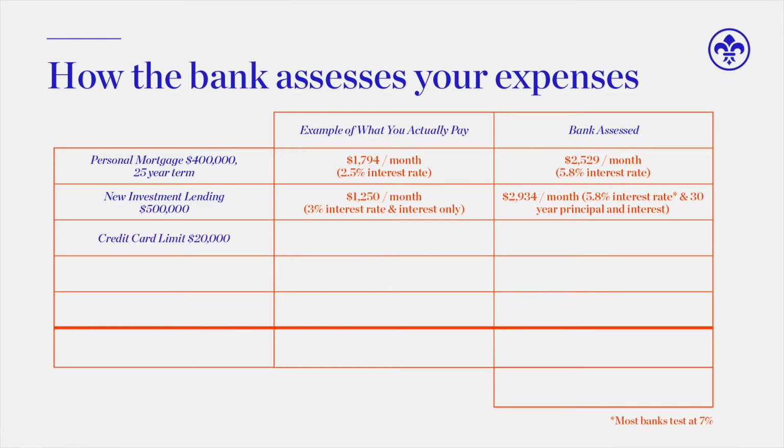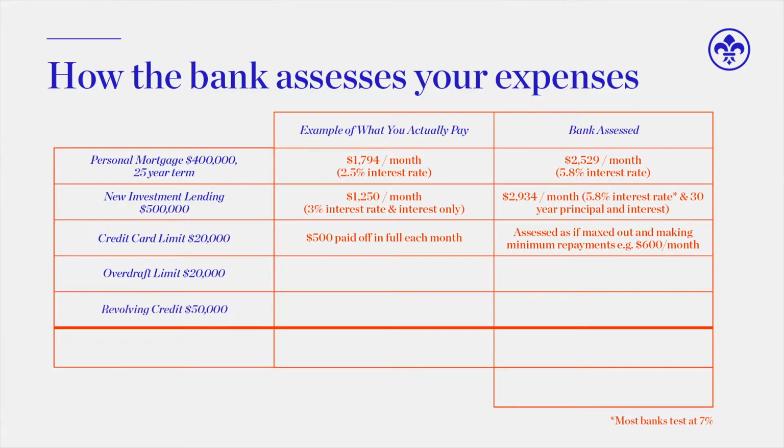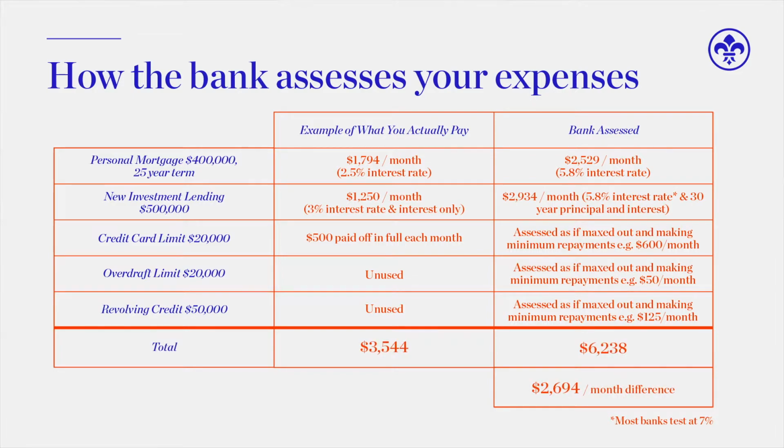Then they'll look at things like credit cards. So if you've got a credit card limit of 20K but you pay it in full every month, they'll still assess as if you've borrowed that full $20,000. The same applies for overdraft limits or revolving credit facilities. And then when they're looking at your expenses that you pay out as a household, they've got a rule, generally speaking, of what 2 adults, 2 kids, and 2 cars cost. And if your declared expenses are less than that, they'll use their figure. If they're greater, they'll use your figure.